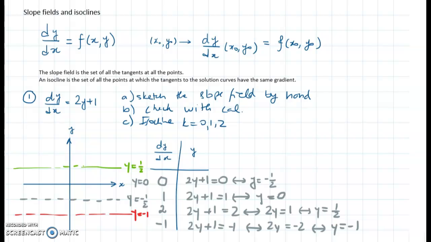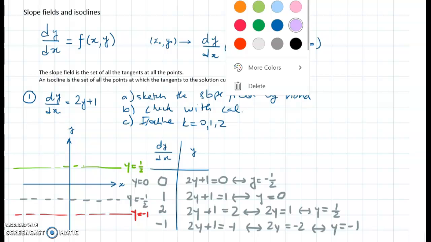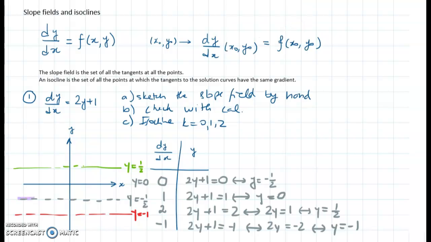Okay, so what do we know? We know that if we consider a point that lives on the line y equals -1/2, then the slope is going to be 0 at that point. And that's going to mean that the solution is actually going to be the line y equals -1/2 itself. Let's write a note over here. We are going to check that y equals -1/2 is in fact a solution to our differential equation.